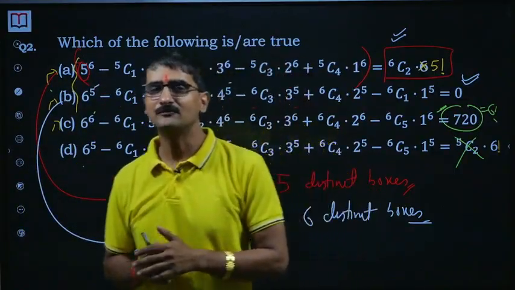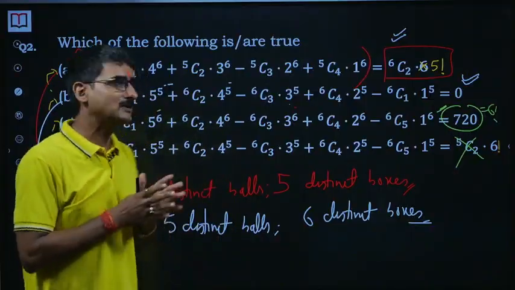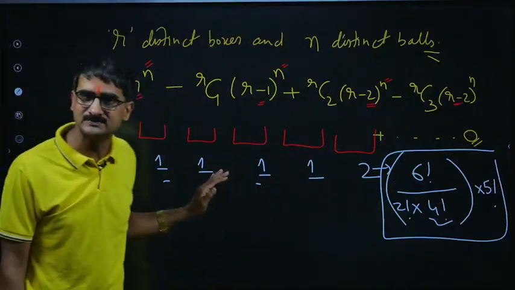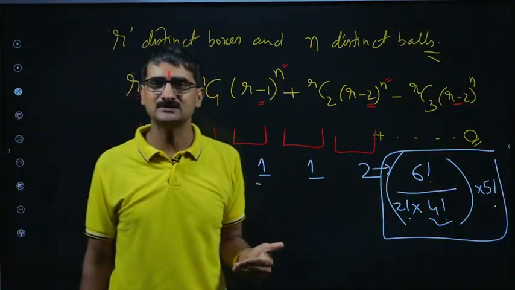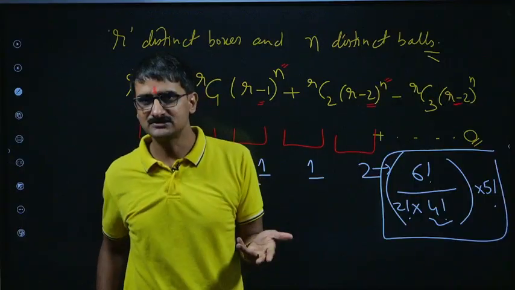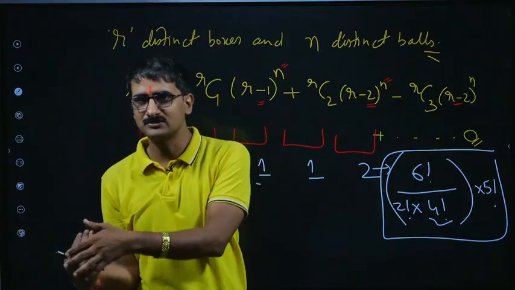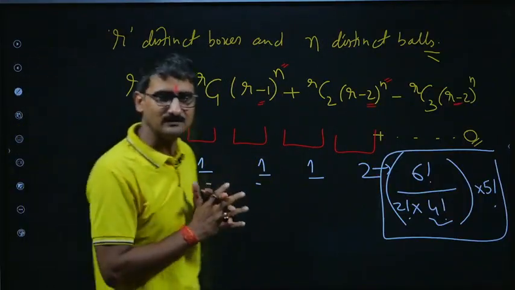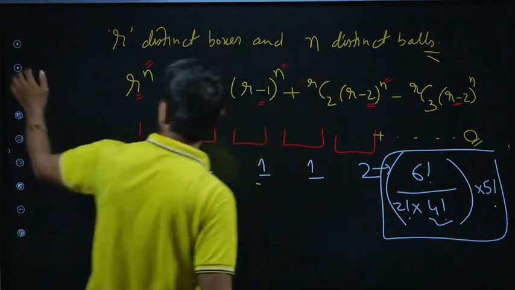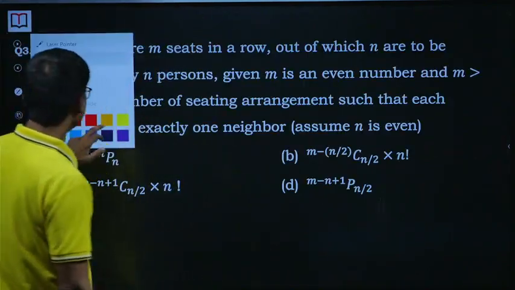I believe all of you would have understood the way we can apply the inclusion-exclusion principle, and when we apply it. The best standard example to understand it is the distribution of balls in boxes such that no box is empty. So that was a really important question, that's why I selected it for you. Now moving to the next one.